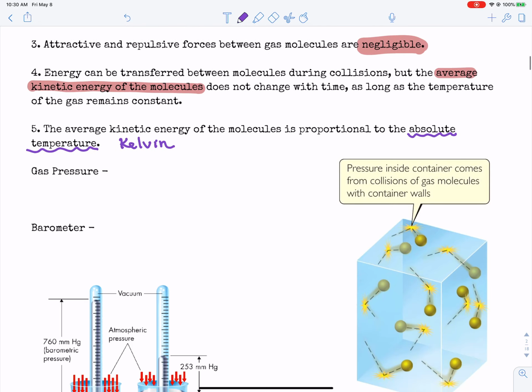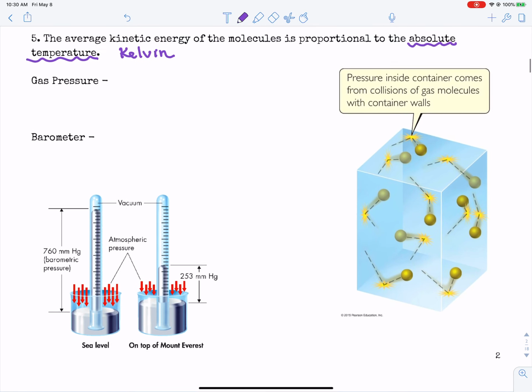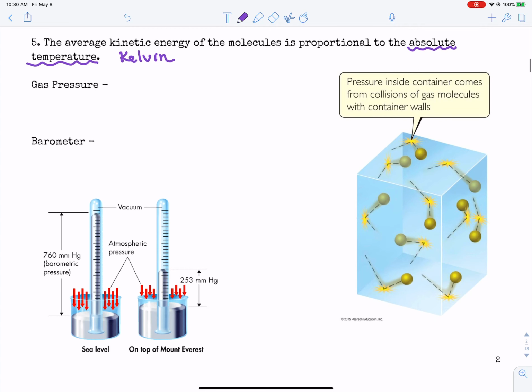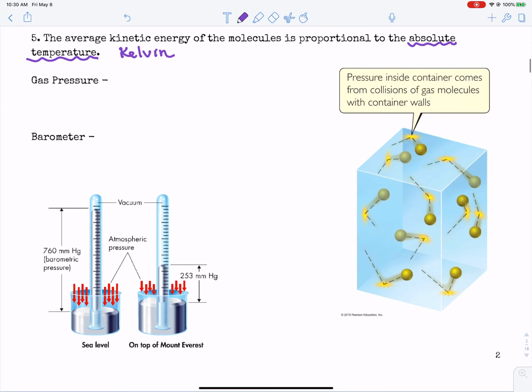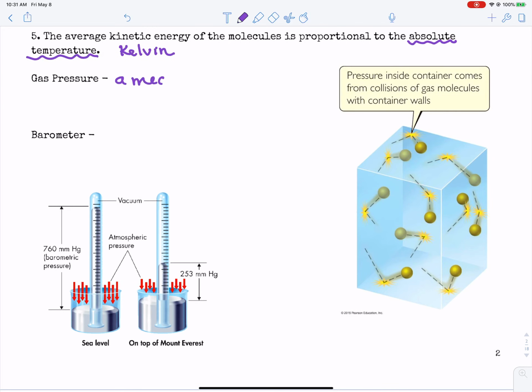So how do we describe gases? We describe gases in terms of 2 things. Well, we're going to talk about their volume. We're going to talk about their temperature. And we know what volume and temperature mean. Now we're going to talk about pressure. What is the definition of pressure? Pressure is a measure of the force exerted on a unit area.